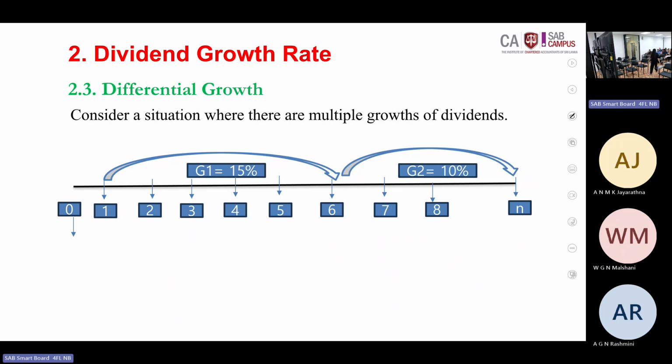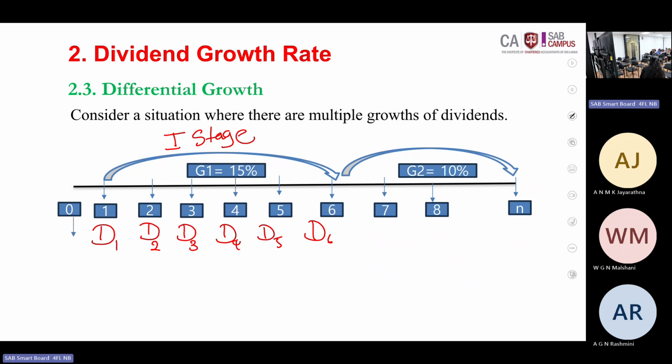Tell me the way of calculating the price regarding this scenario. Dividend in first year, dividend in second year, D3, D4, D5, D6. How can we take the value in this first stage? We know this is stage number 1. Stage number 1. How can we take the value?